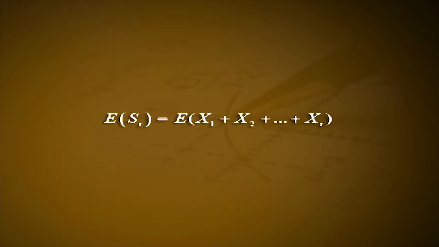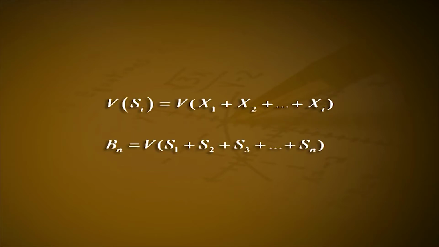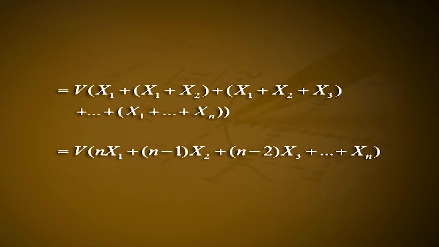Now, the variables are S1, S2, etc., Sn. Here, expectation of Si equals expectation of X1 plus X2 etc. plus Xi, variance of Si equals variance of X1 plus X2 etc. plus Xi. Bn equals variance of S1 plus S2 plus S3 plus etc. plus Sn, that is equal to variance of X1 plus (X1 plus X2) plus (X1 plus X2 plus X3) plus etc. plus (X1 plus X2 plus etc. plus Xn), that is equal to variance of nX1 plus (n minus 1) X2 plus (n minus 2) X3 plus etc. plus Xn.